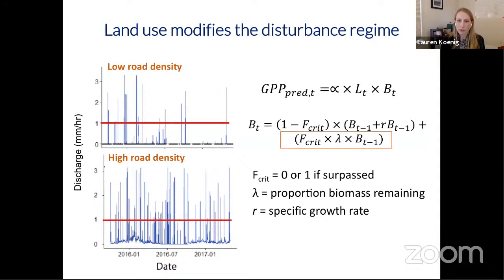Okay, so if the flashiness threshold is surpassed for any given stream reach, the biofilm relative to carrying capacity is scoured by some amount that's mediated by this lambda parameter. Okay, in contrast, on days without a storm event, relative biomass is allowed to recover according to a specific growth term R and this modified logistic growth equation.